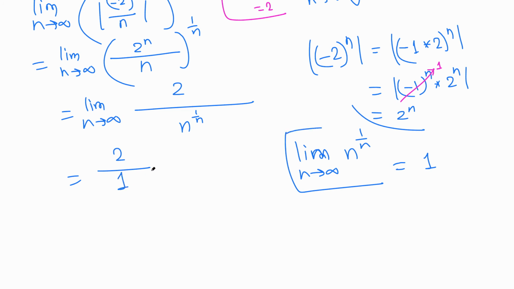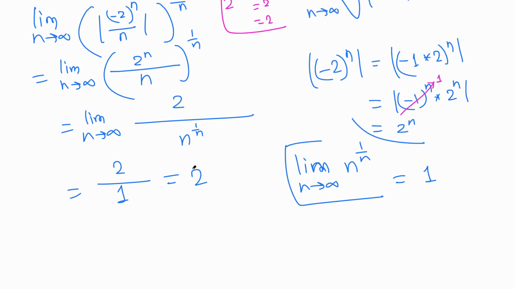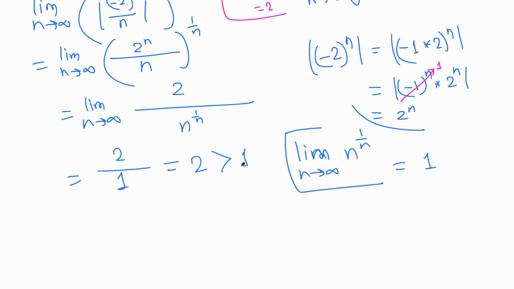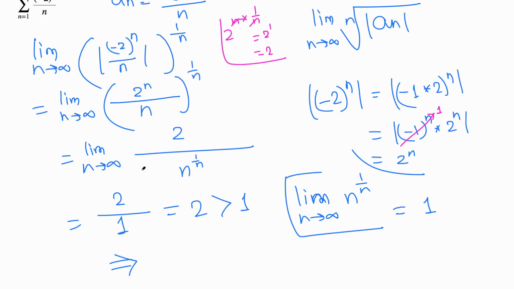Anyway, this limit is 1, so we got 2 over 1. So this whole limit is 2, which is bigger than 1. That implies the original series diverges.